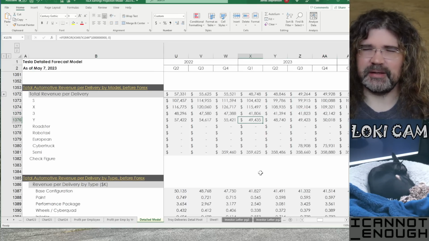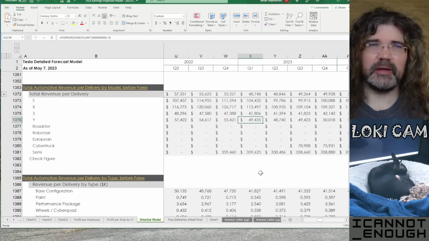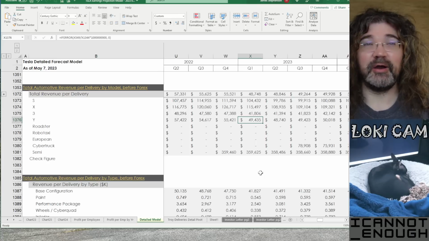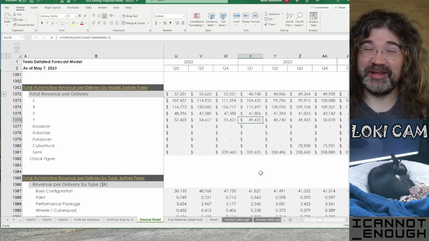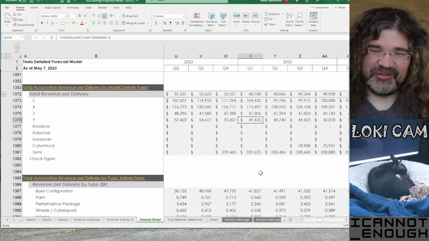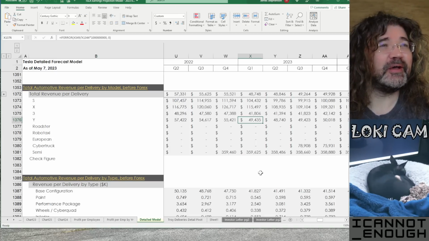What about Model Y? Again, these are blended numbers worldwide, so hard to know what's going to happen in the future. That's the whole challenge of forecasting, is that it's hard to know what's going to happen in the future. But here's what's in my forecast.